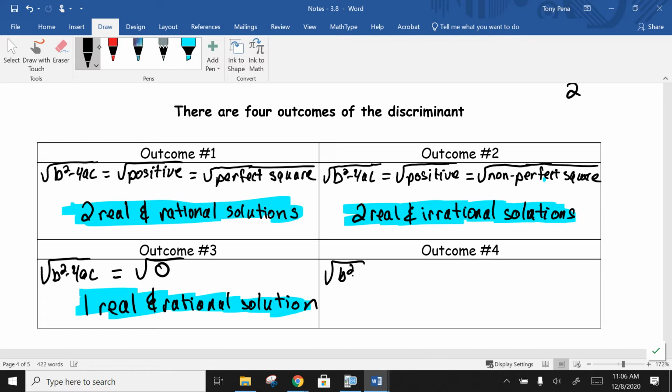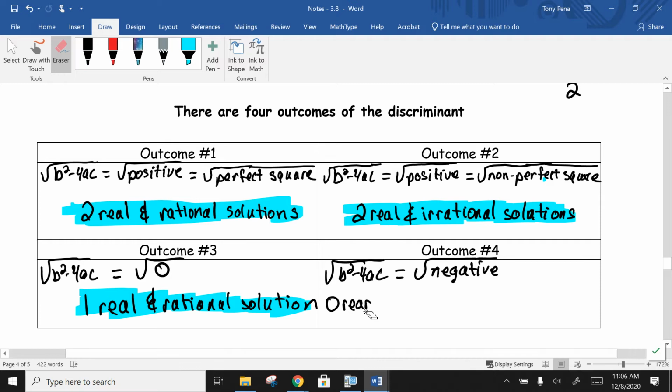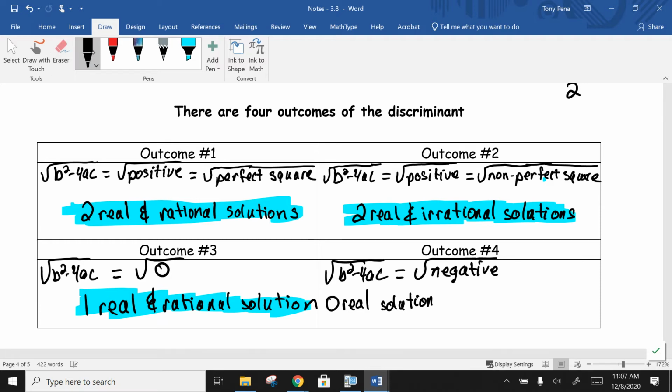Fourth and final thing that can happen is what we just did in the previous problem. I could end up getting a square root of a negative number. So what I've been telling you we shouldn't be getting, now that we can get those, if that happens, what that means is we get 0 real solutions. But that means we get 2 imaginary solutions.